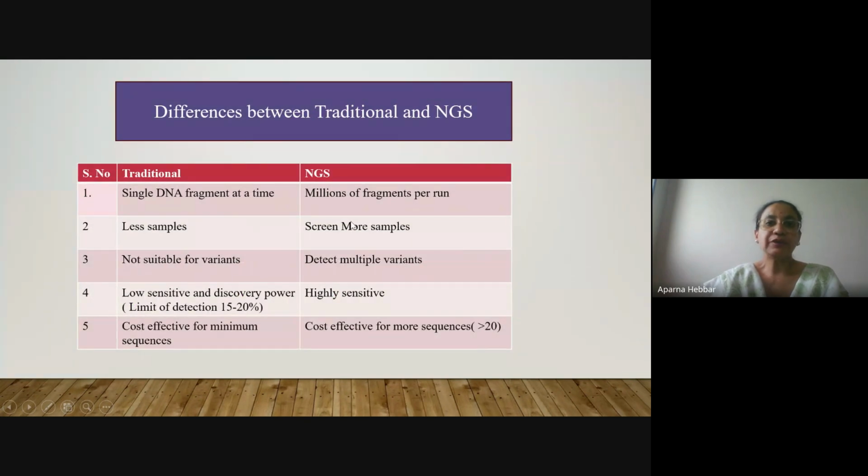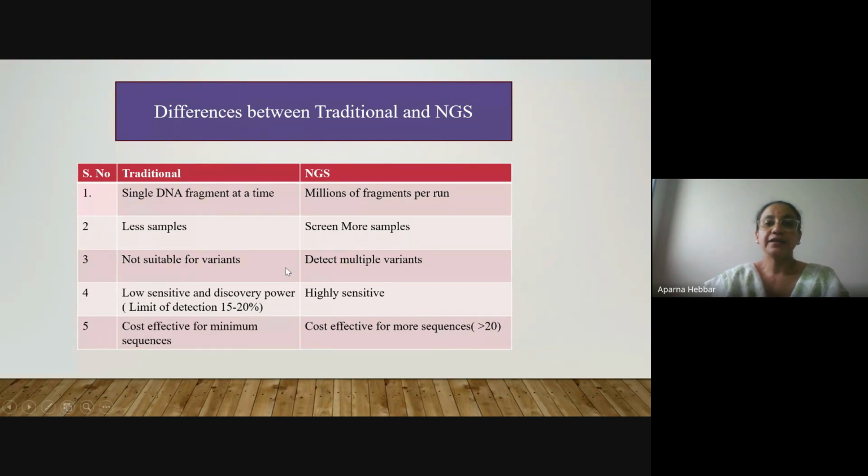Coming to the difference between traditional sequencing versus NGS: traditionally, a single DNA fragment at a time can be sequenced, whereas in NGS, billions of fragments can be sequenced. NGS allows a larger number of samples to be screened at a time, whereas with the traditional methods that isn't possible; only a few samples can be run.